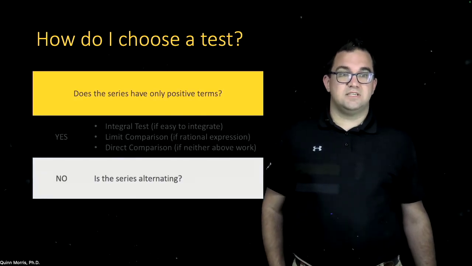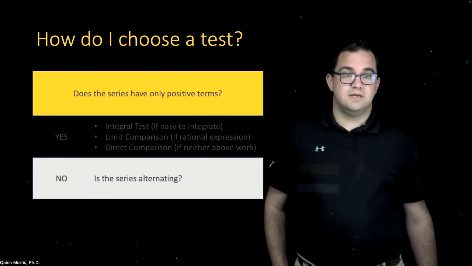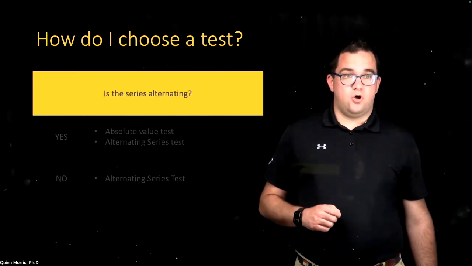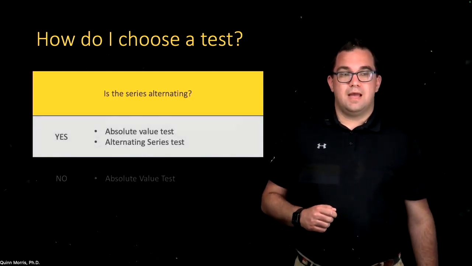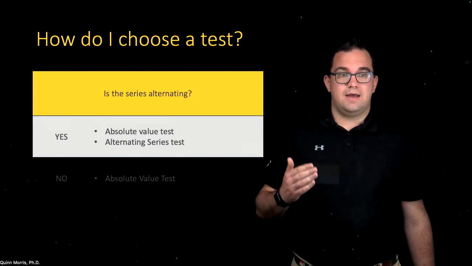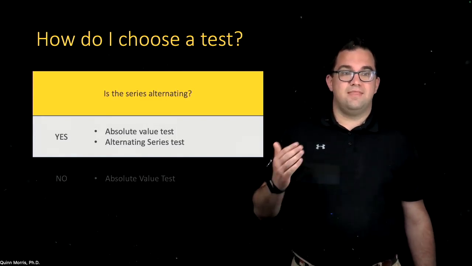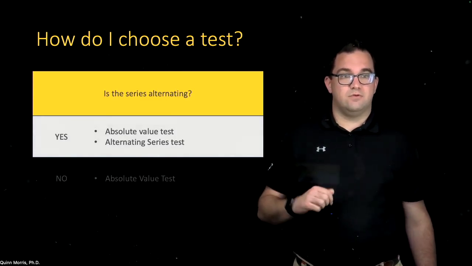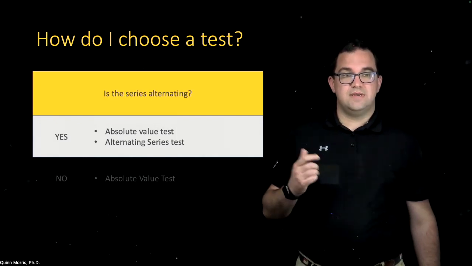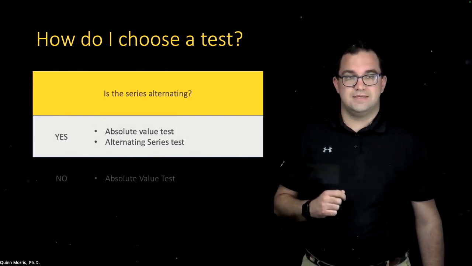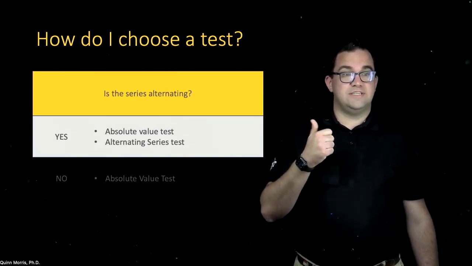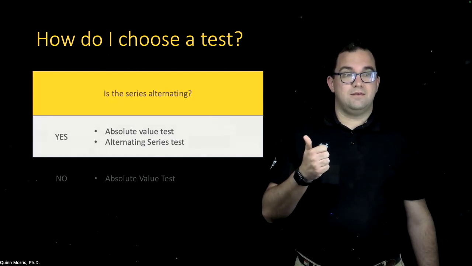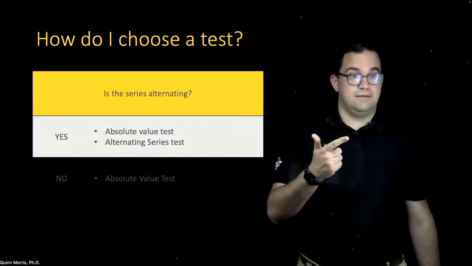Now, if my series does not just have positive terms, then I've got to ask some more questions. The first is, is the series alternating? If the series is alternating, then I'm probably going to first try the absolute value test, and then if the absolute value test fails, try the alternating series test. The reason I might choose to do them in this order is that if the absolute value test works, I now know that the series converges, and I know that it converges absolutely.